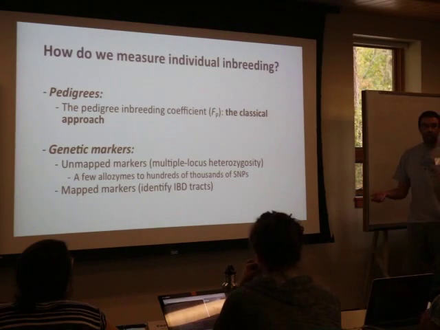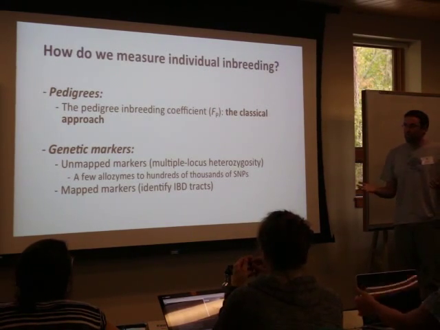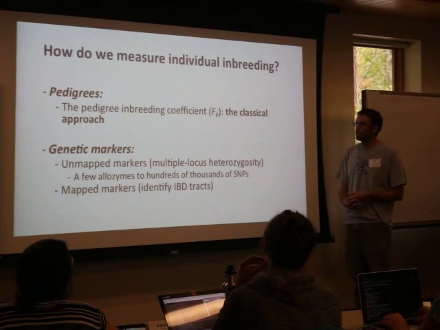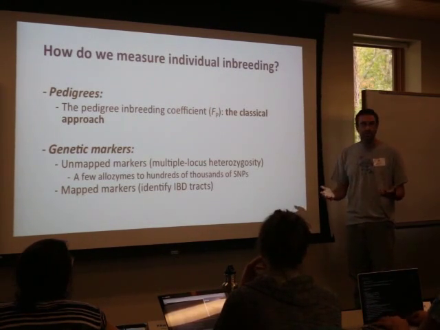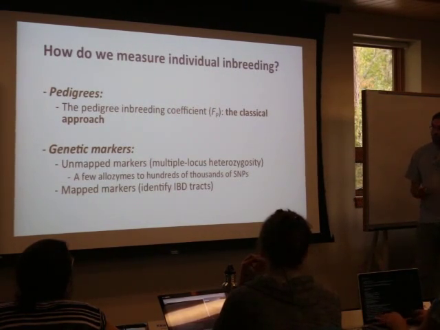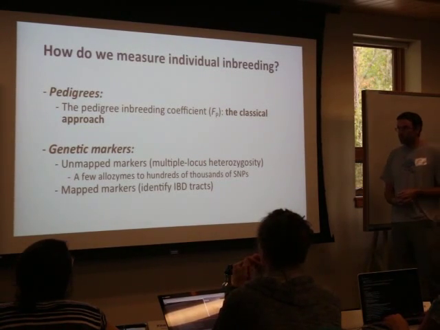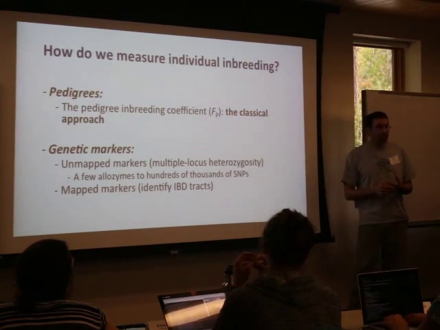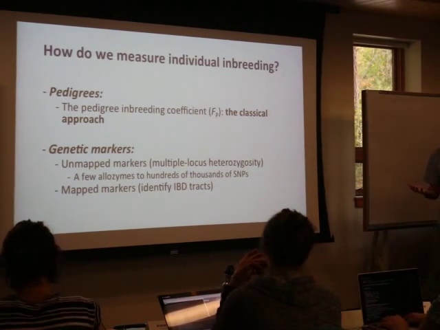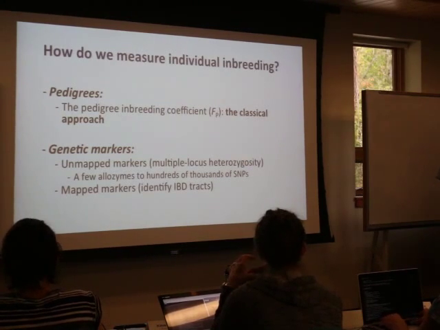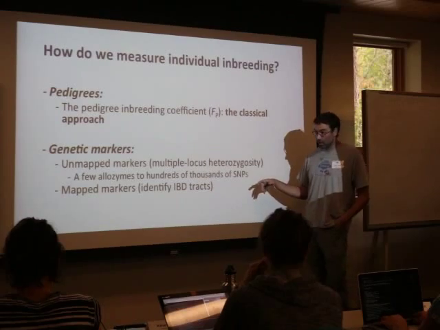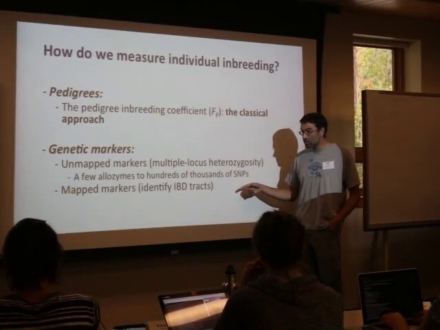So when we study inbreeding depression, how do we measure it? I've already talked a little bit about the pedigree inbreeding coefficient, and I'll describe it in detail in a moment. This is the classical approach, the classical way of defining individual inbreeding. And we can also use genetic markers to measure individual inbreeding because the signature of inbreeding on the genome is reduced heterozygosity. And this can be done with both unmapped markers and with mapped markers.